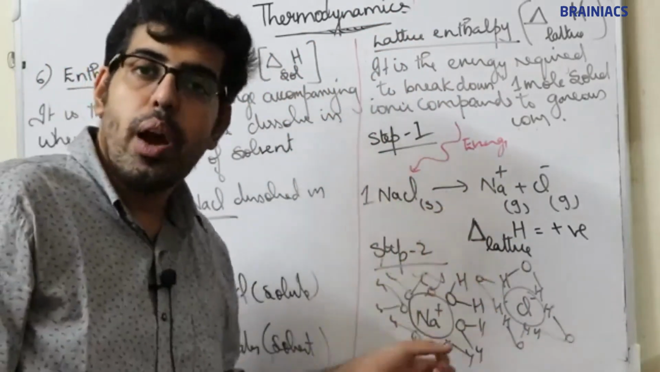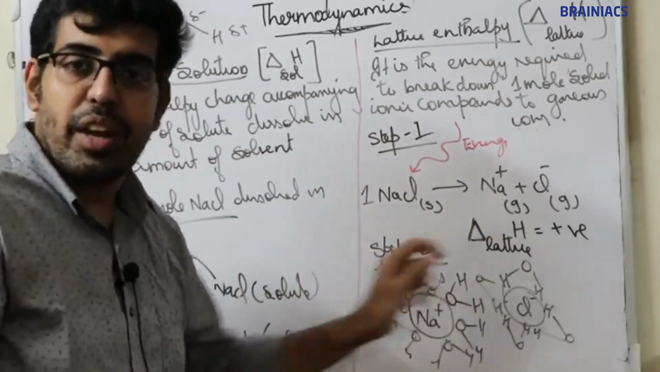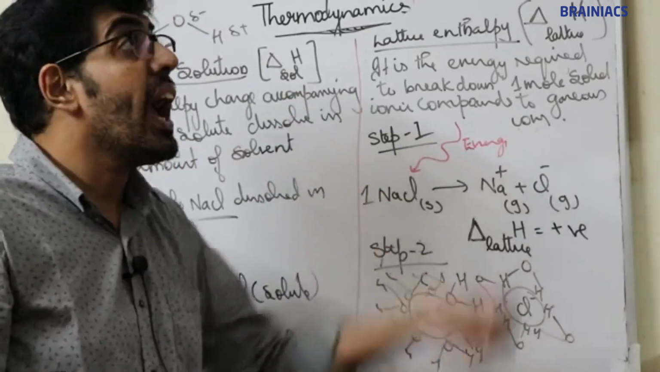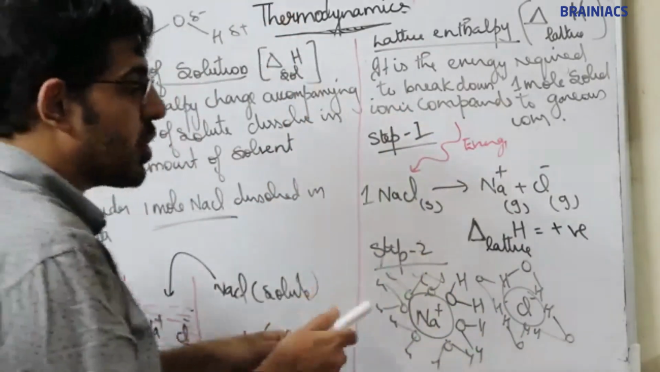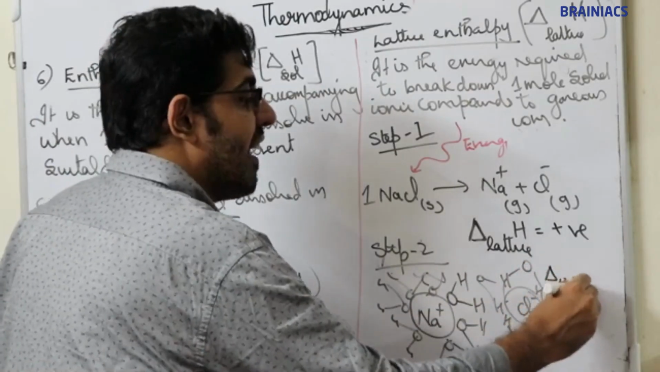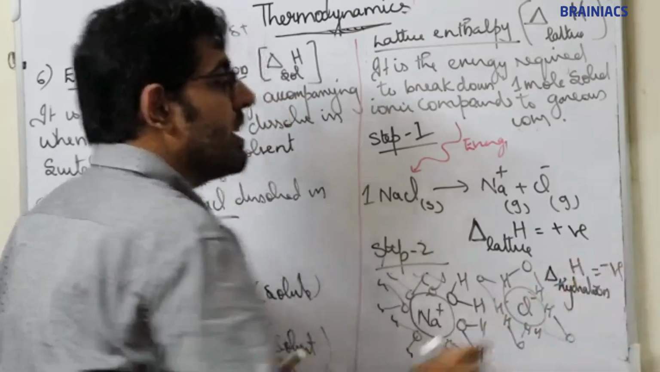Due to hydration, energy is released. When an ion is hydrated by water molecules, or surrounded by water molecules, energy is released. That energy is known as hydration enthalpy. H-Y-D-R-A-T-I-O-N, hydration enthalpy. Hydration enthalpy is negative.